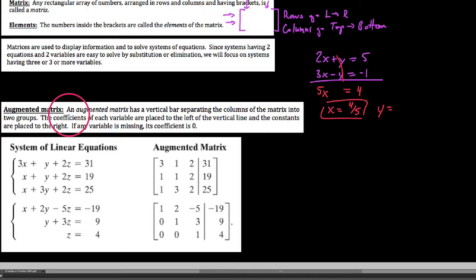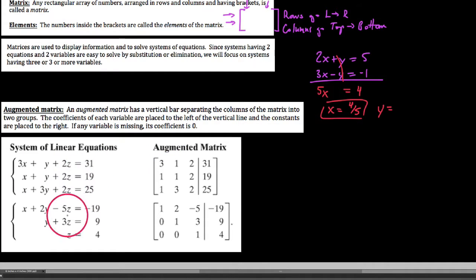So we're going to start by introducing the concept of an augmented matrix. An augmented matrix has a vertical bar separating the columns of the matrix into 2 groups. The 2 groups we represent are the coefficients of each variable, placed to the left of the vertical line, and the constants, placed to the right, with respect to our system. If any variable is missing, its coefficient is 0.